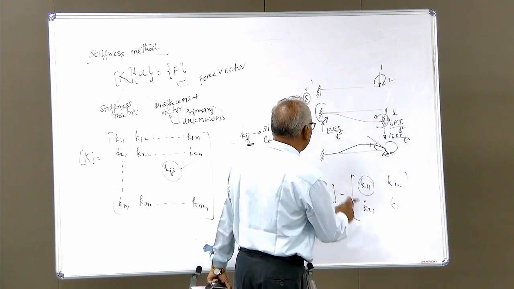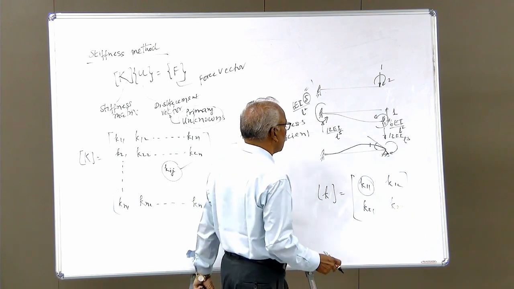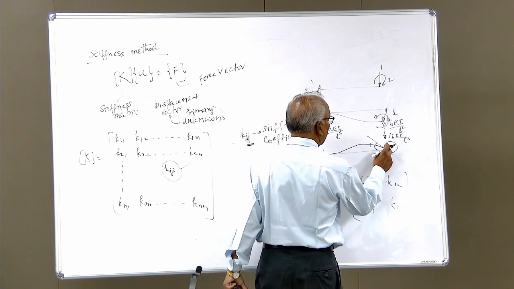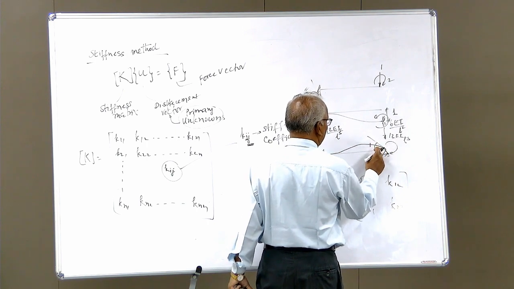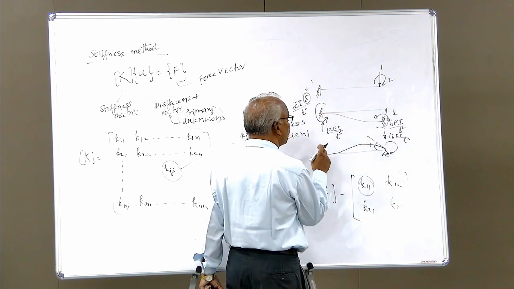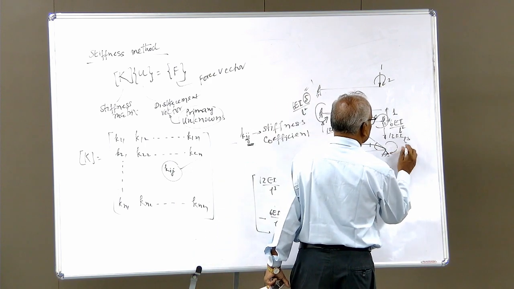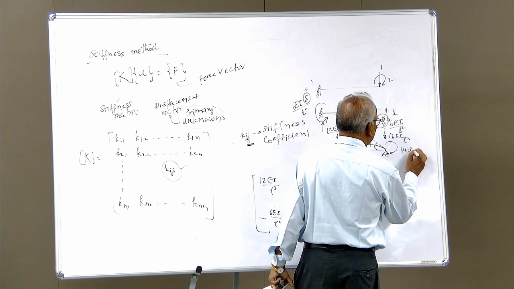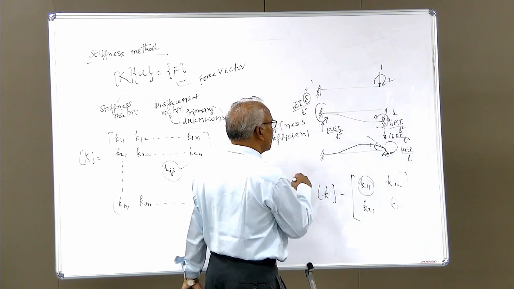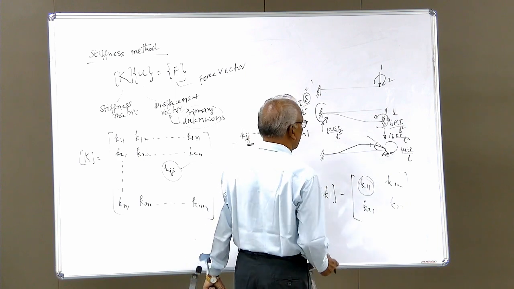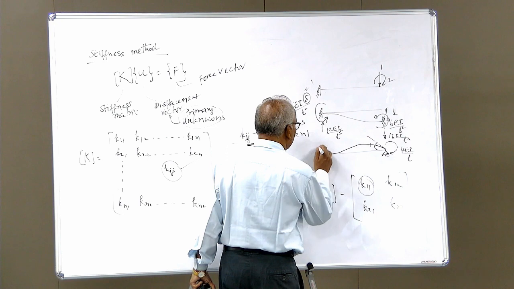Right. Now coming to this problem, we have studied in the moment distribution method that the moment required at the nearer end for causing unit rotation when the far end is fixed is given by 4 EI by L. When the far end is hinged, it is 3 EI by L. Right. When this is the case, then there will be a carryover moment to the opposite end.